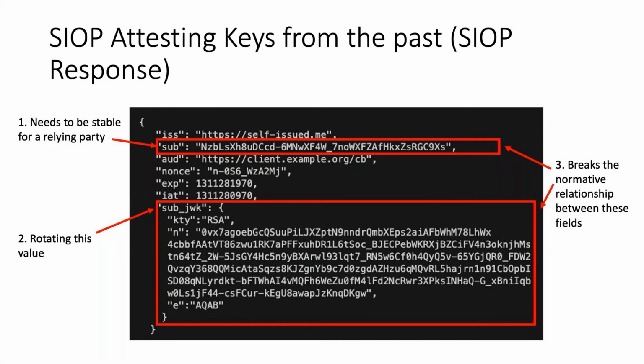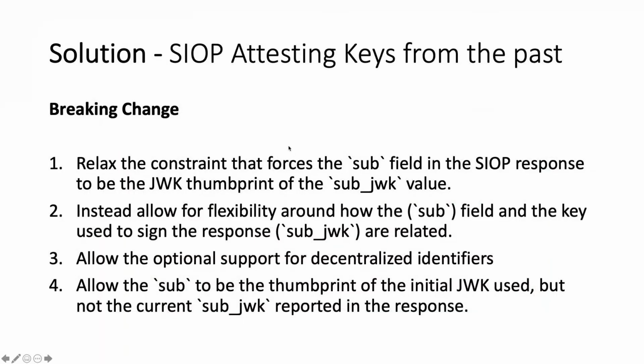And so my suggestion as a solution to this is to propose a breaking change around relaxing the constraint that forces the subject and sub JWK value to be coupled to one another. Instead, allow flexibility around how the sub field and the key used to sign the sub JWK are related, and allow for the optional support of emerging technologies like decentralized identifiers that handle key rotation outside of OpenID.